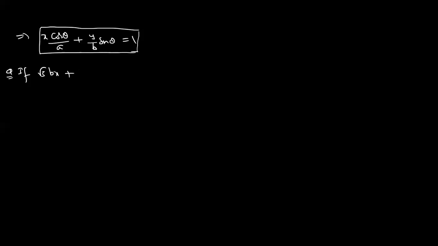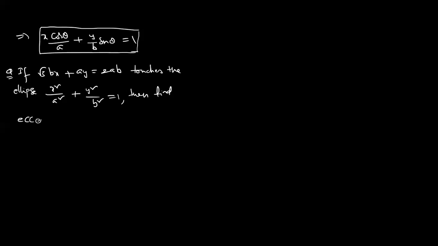Root 3 bx plus ay is equal to 2ab touches the ellipse x square by a square plus y square by b square is equal to 1. Then find the eccentric angle theta of the point of contact. Solution. Tell me how do you approach?